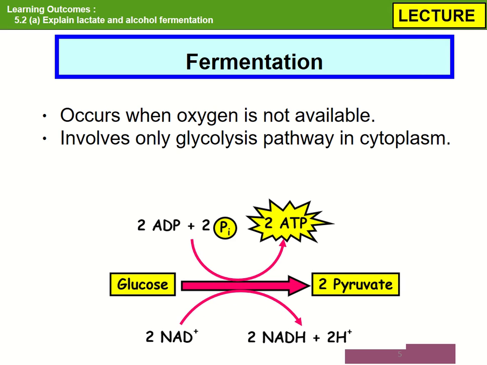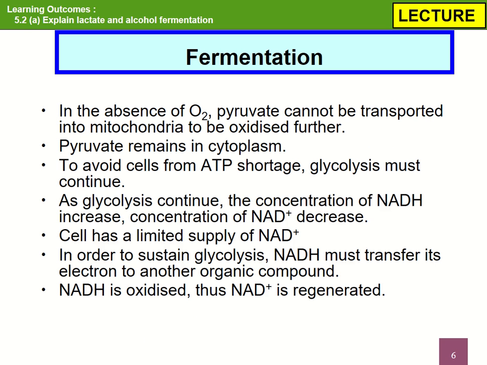Fermentation occurs when oxygen is not available. It involves only the glycolysis pathway in the cytoplasm. In the absence of oxygen, pyruvate cannot be transported into mitochondria to be oxidized further, so pyruvate will remain in cytoplasm. To avoid cells from ATP shortage, glycolysis must continue. As glycolysis continues, the concentration of NADH increases, while the concentration of NAD+ decreases.